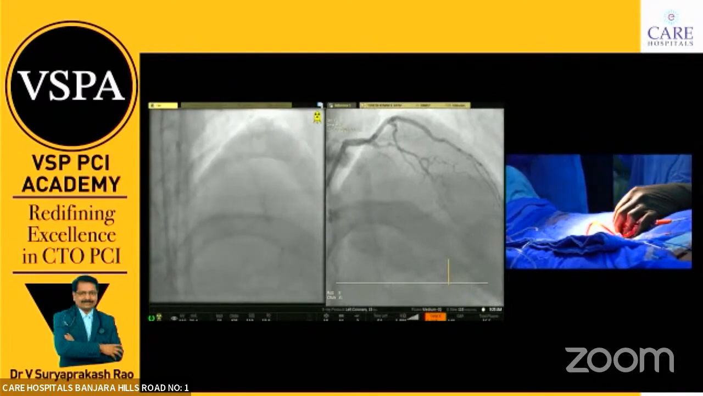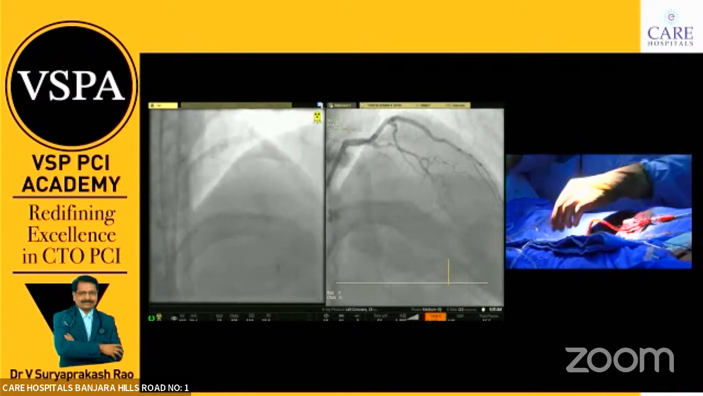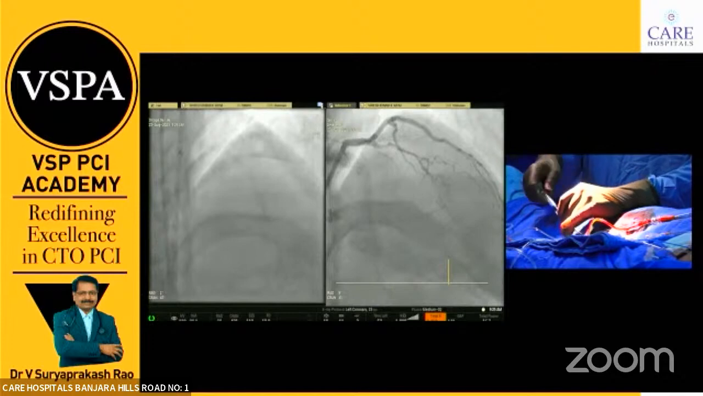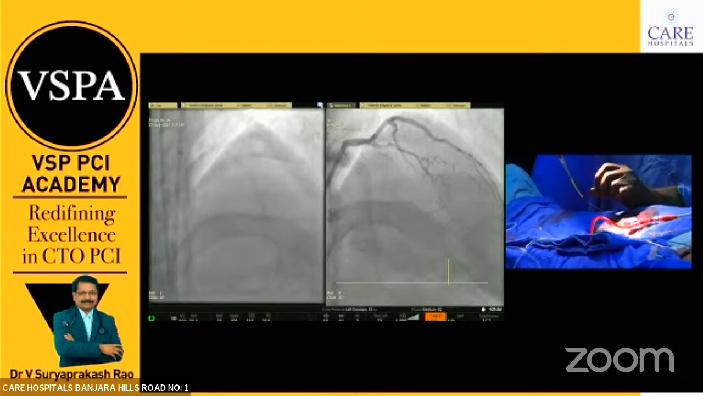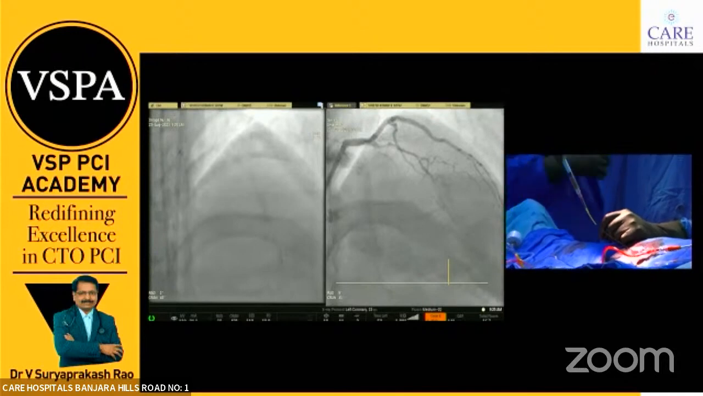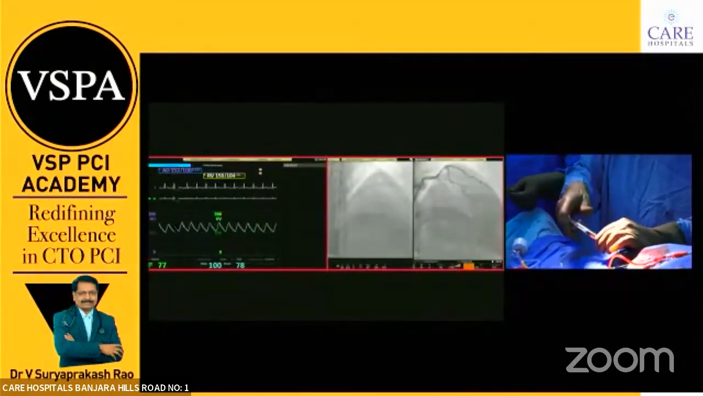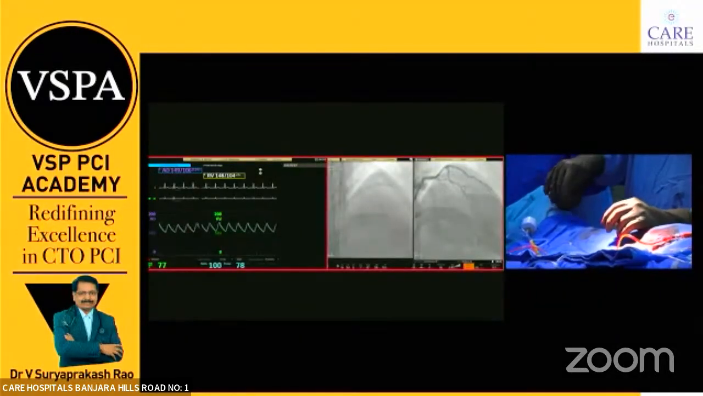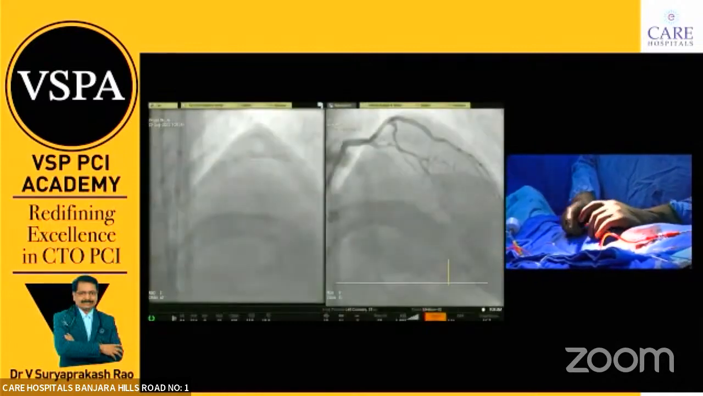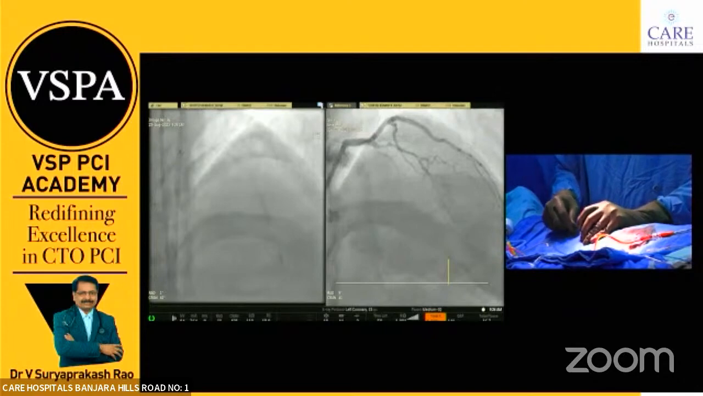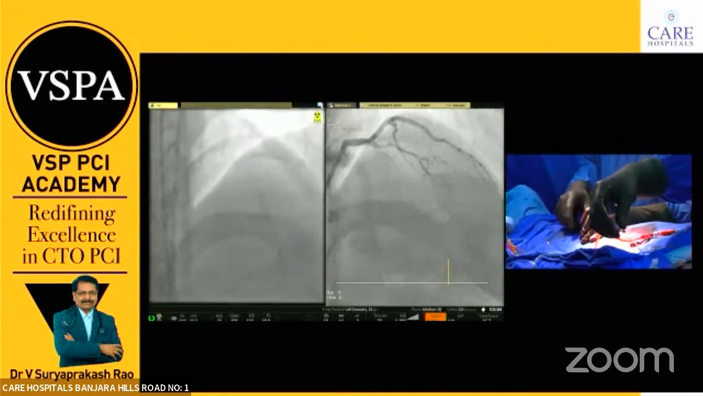Now I'll put it again, and while putting, I will do a backflow check again. That means it is in the true lumen, and backflow is very important. Maybe you can give 2 more heparin. His body weight is very heavy. Give 2.5 heparin more. Okay. Please, sir, 2.5 heparin more.